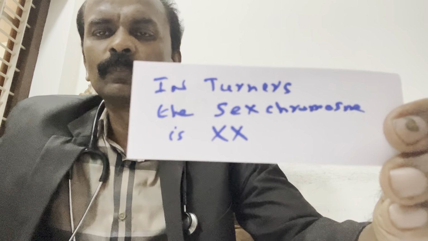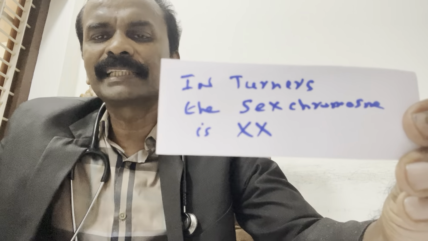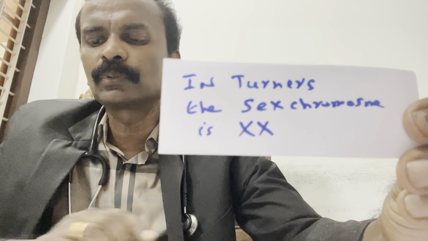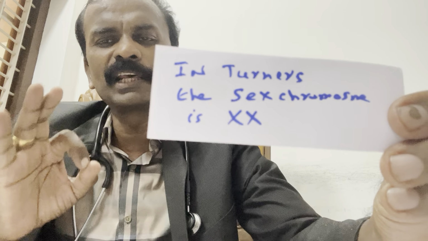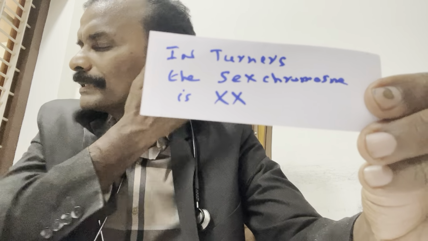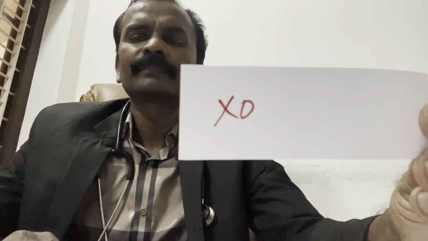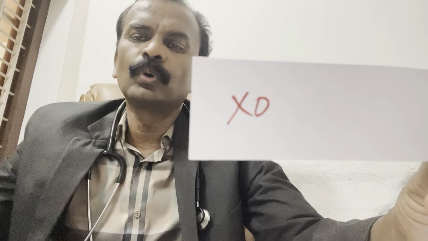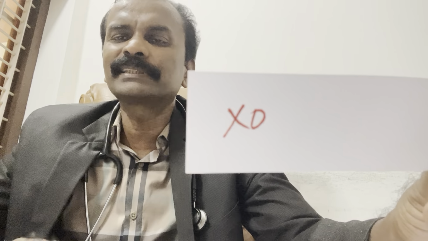In Turner syndrome, the sex chromosome is XX. True or false? All are repeat MCQs. In Turner syndrome, the sex chromosome is XX. What is your answer? It is XO. Turner's, the sex chromosome is XO.